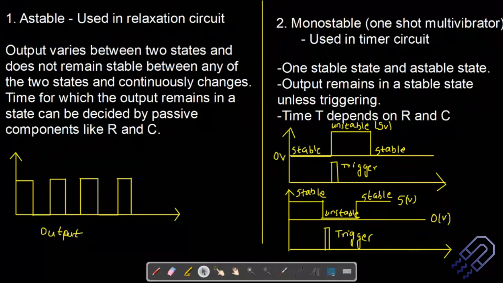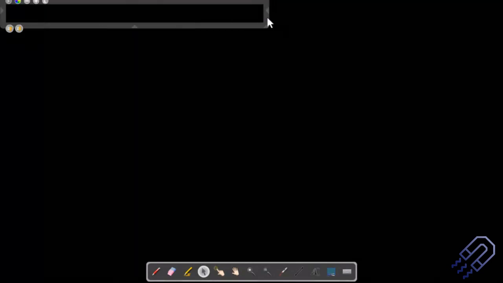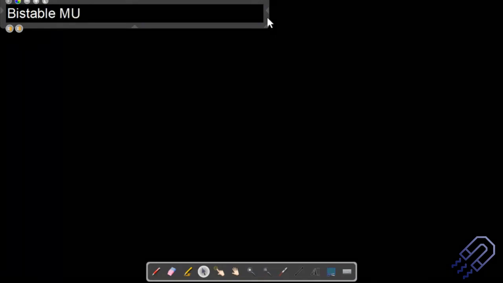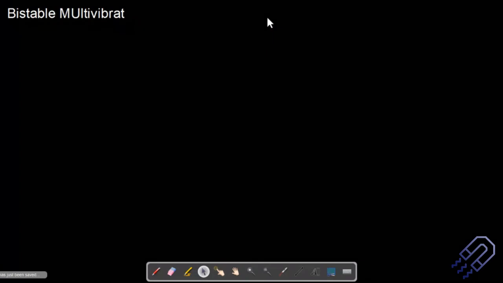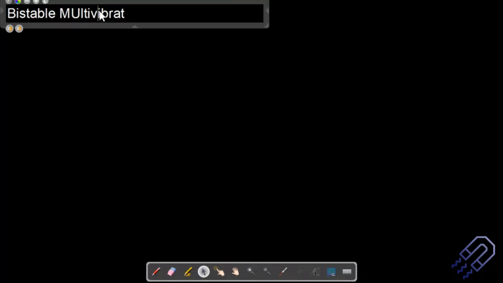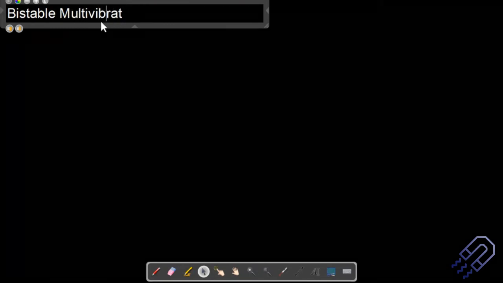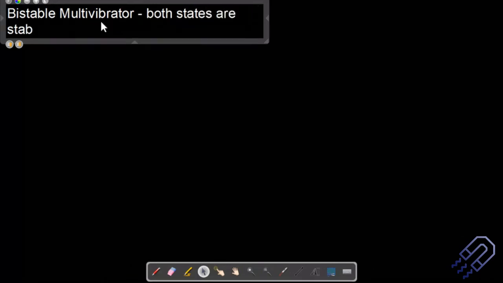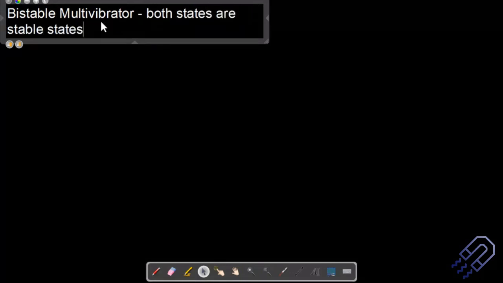And the final one is basically called the bistable multivibrator. Let's try to understand what a bistable multivibrator is. What happens in a bistable multivibrator? We basically have two states which are both stable. So that means you can control at what state the output will remain, and for how long. That is basically very important.